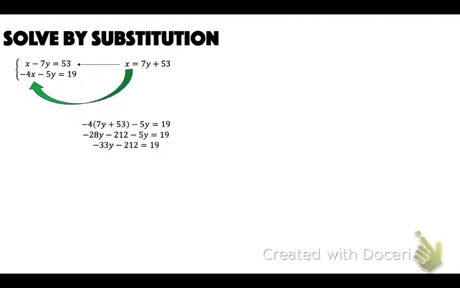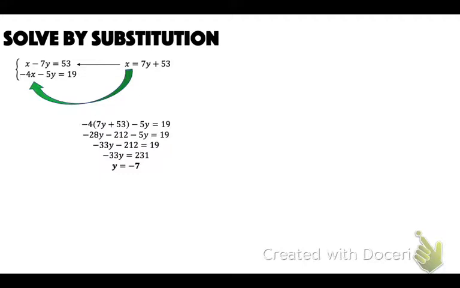Combine on the left to get negative 33y minus 212 equals 19. Add that 212 over and you get negative 33y equals 231. Divide by negative 33 and you get y equals negative 7. That is the first part of our solution. Remember, we need to get our ordered pair here.